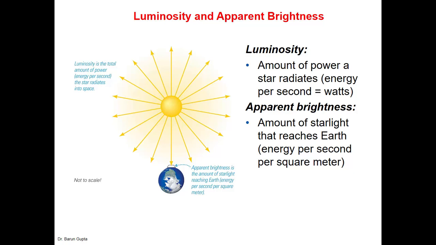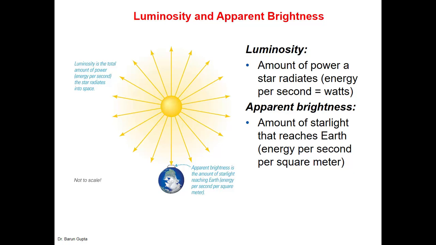Good morning, everyone. In this lecture, I'm going to talk about the luminosity and the apparent brightness. The luminosity is the total amount of energy that a star radiates. It's not only the star, it can be a light bulb or any source of energy. And what is the apparent brightness? How much light falls onto the earth, or how much light reaches the earth's surface.